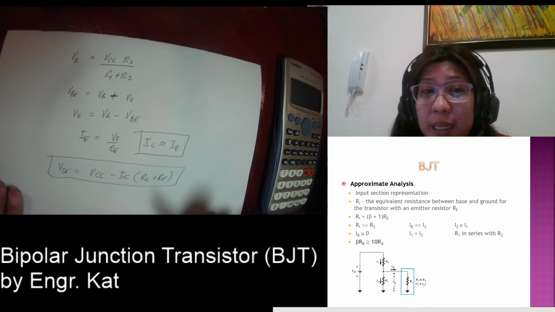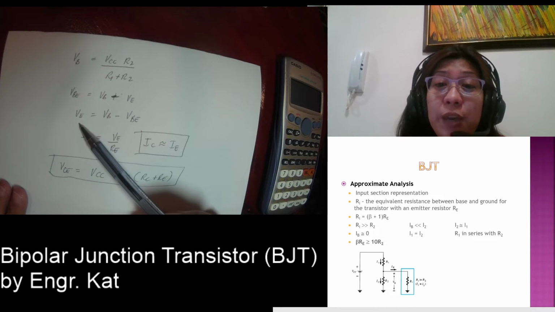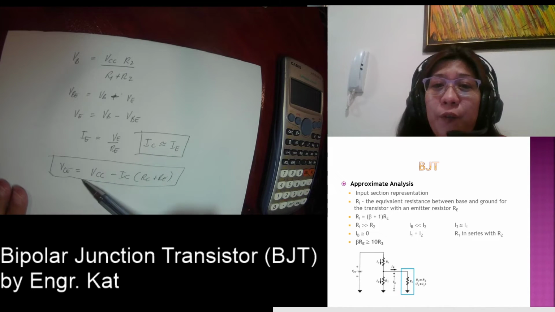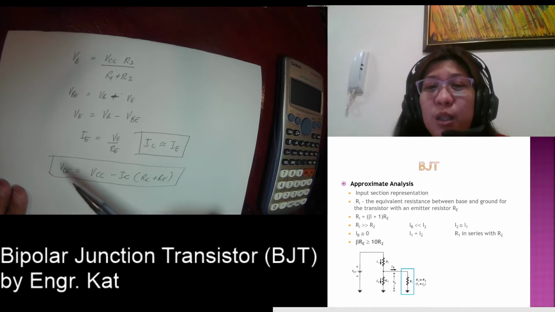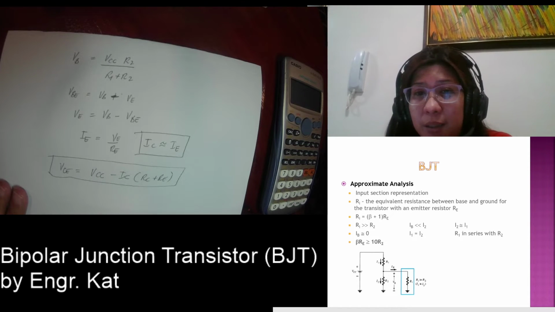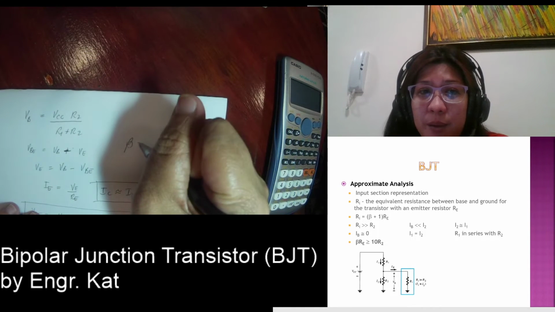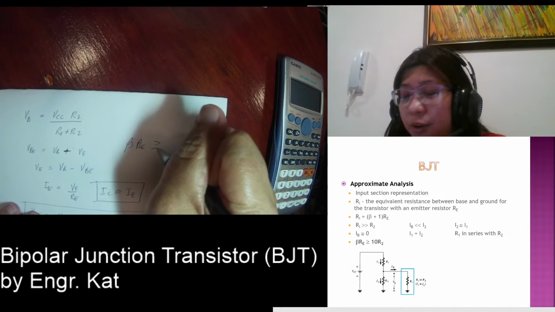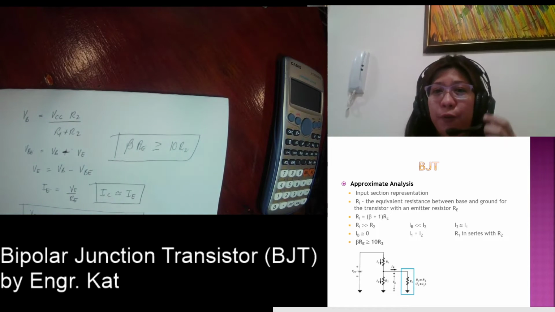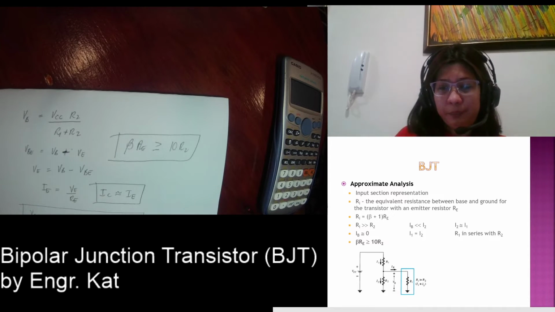So for approximate analysis, all you have to do is solve for VB, then solve for VE, and then solve for IE. IC is approximately equal to IE, and then we can solve for your VCE. Again, this is very simple and totally independent of beta, but you need to satisfy a certain condition. And what is that condition? Your beta RE must be greater than or equal to 10 times your R2. If this is satisfied, we can make use of your approximate solution.